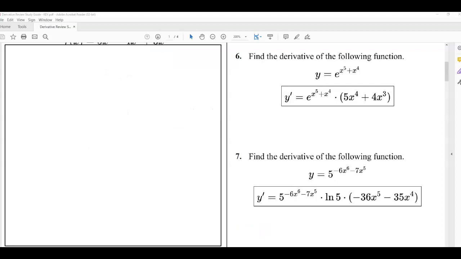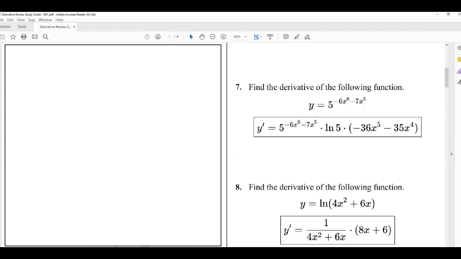Let's go ahead and move on to number 7. These ones are pretty much the same thing. You're going to treat it kind of like a chain rule. You have your inside function here. The derivative of that is negative 36x to the 5th minus 35x to the 4th. Then you have the derivative of the outside, but in this case the outside does stay the same, kind of like the last problem did.